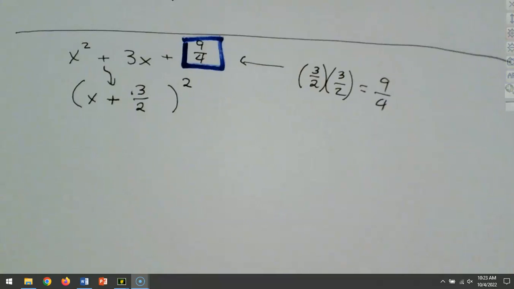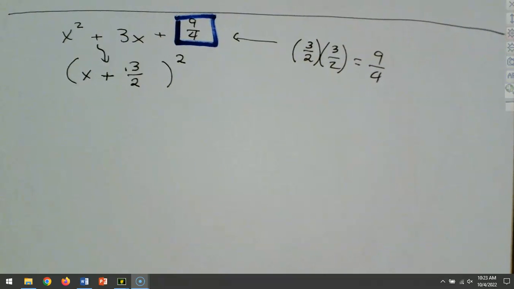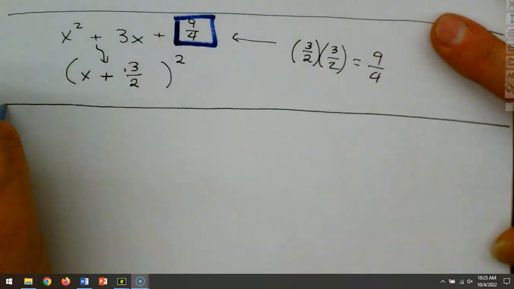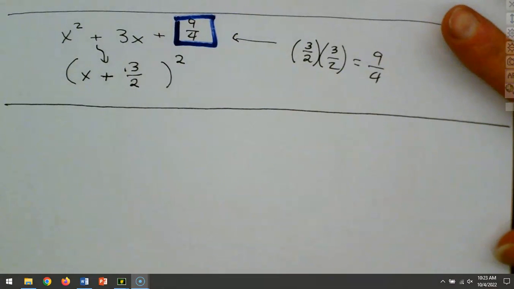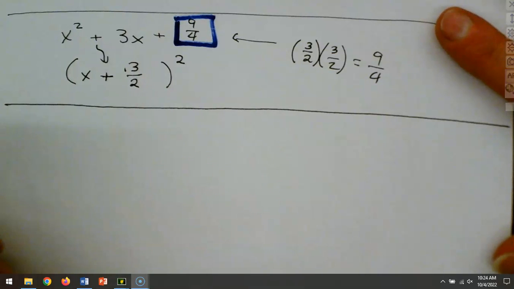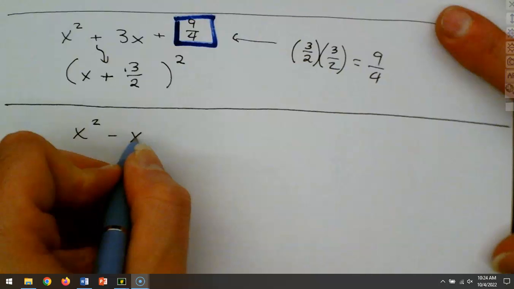Let's do one more, and then we're going to be putting everything together to work with equations. We're going to have to complete the square twice to get it in center radius form. So let's do one more. How about another one that makes a fraction? How about x squared minus x?